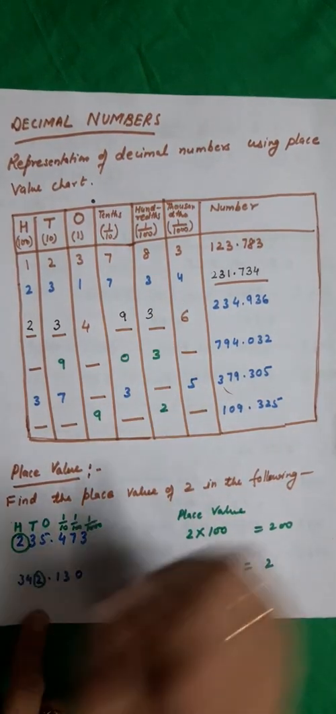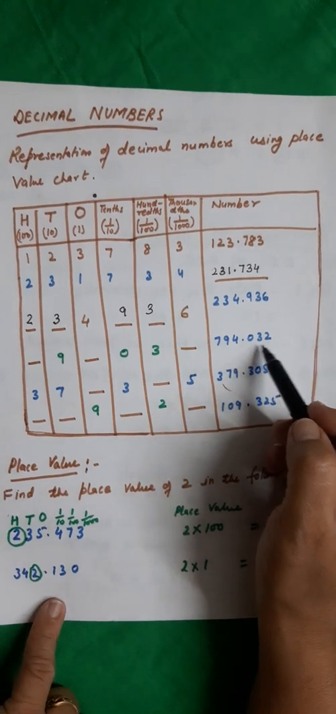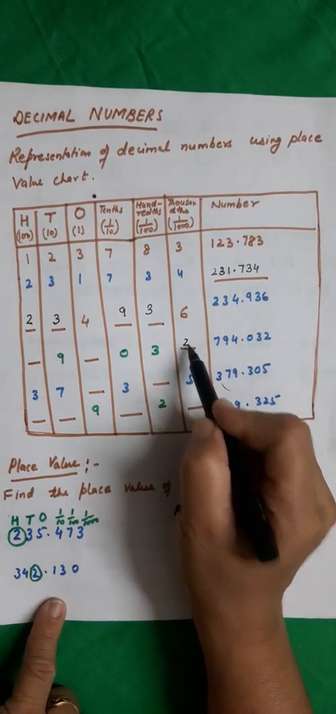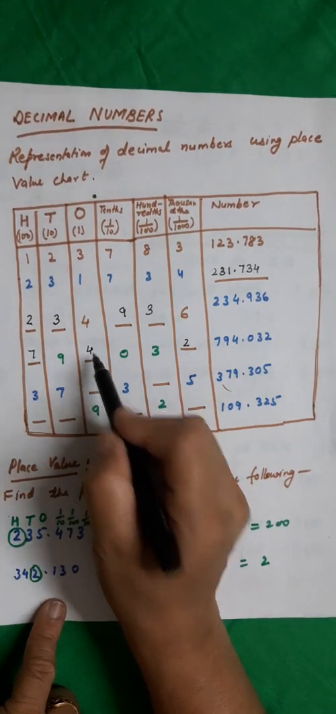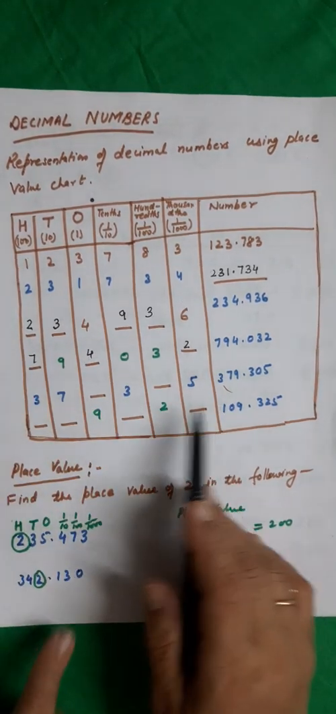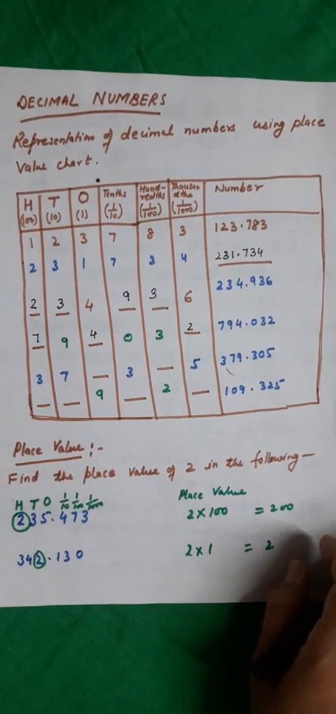So it's so easy. Again, 794.032. So I put 2 here. 794 should be here. Next, similarly you can do these ones. Now what about the place value?